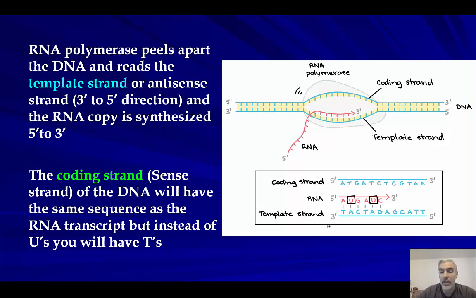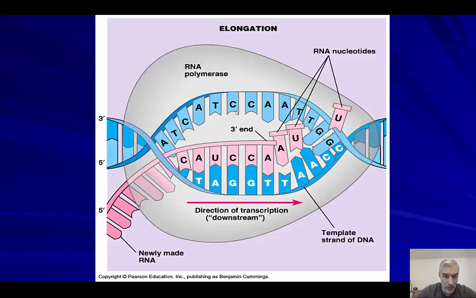Remember the way it works. It always reads the template strand. The template strand is the one that runs 3' to 5'. And then it always reads it as the opposite. So T pairs with A, A pairs with U, C pairs with G, G pairs with C, from the template strand to the RNA. Remember, the coding strand will be the same as the RNA molecule, except all T's will be replaced with U's.